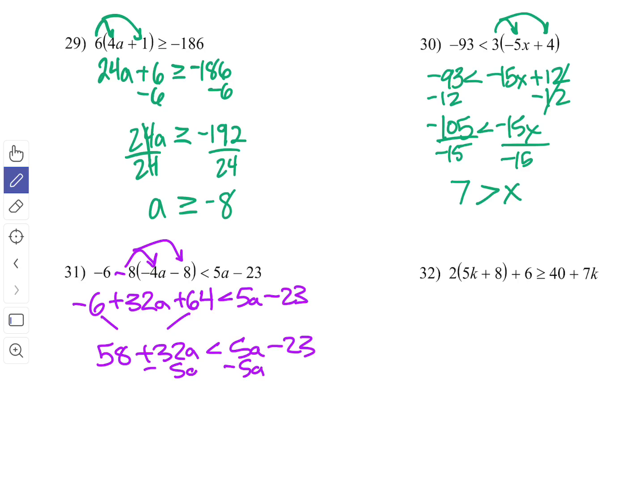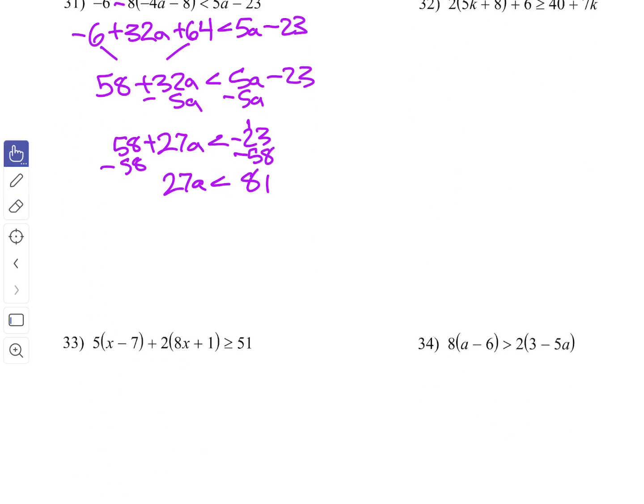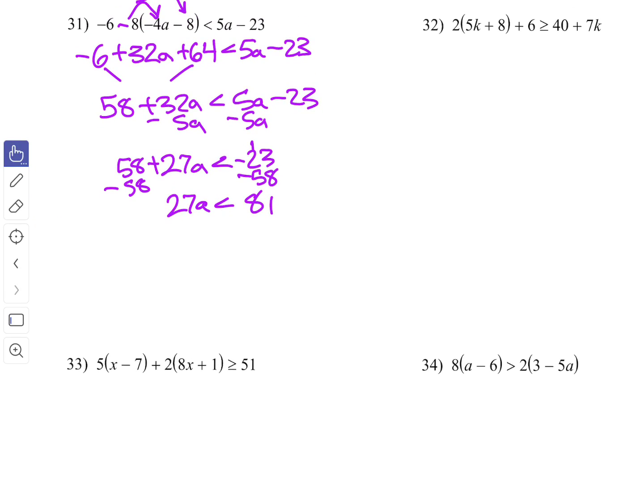Subtract 5a from both sides, and that would be a positive 27a. Subtract 58. 27a would be less than 81. Then let's scoot it up a bit. Actually, a little too far. 81 divided by 27. And I think that is 3. Yes, it is. So a is less than 3.